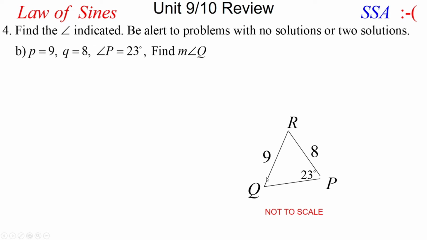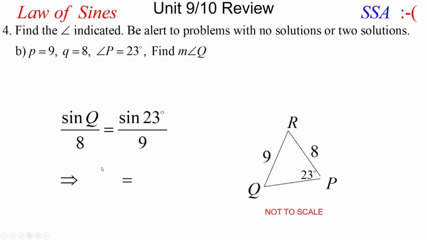So side-side angle, law of sines. So let's go sine of the angle we are looking for, sine of Q, over what's opposite that angle Q? 8. And that equals sine of the angle I know, sine of 23 degrees, over the 9. Okay, now let's multiply both sides by 8. So sine of Q equals 8 times sine of 23 over 9. Now that 8 over 9, then the sine of 23, I think this one's going to work.